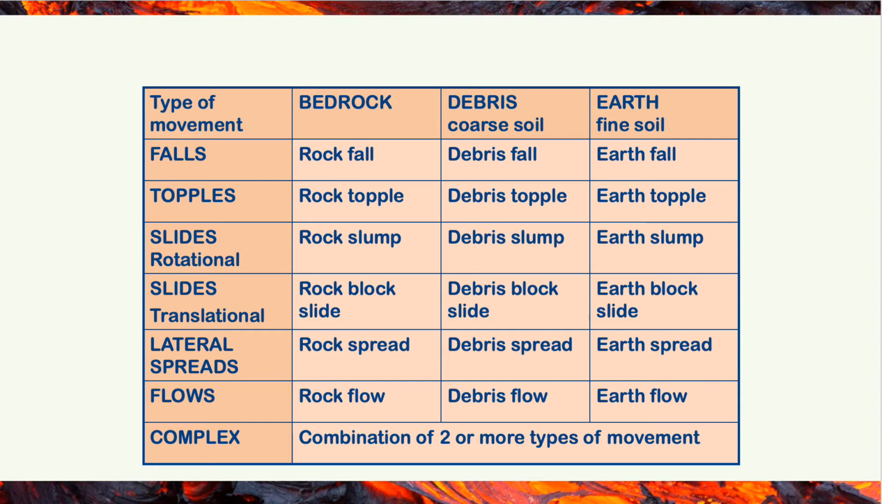And then we can combine each of these criteria together to give a more precise naming convention of different types of landslides. So if it's a bedrock which is falling, then that's a rock fall. If it's a debris material which is undergoing lateral spread, then it's a debris spread. And if it's a fine soil which is rotationally sliding, we can call that an earth slump, and so on.